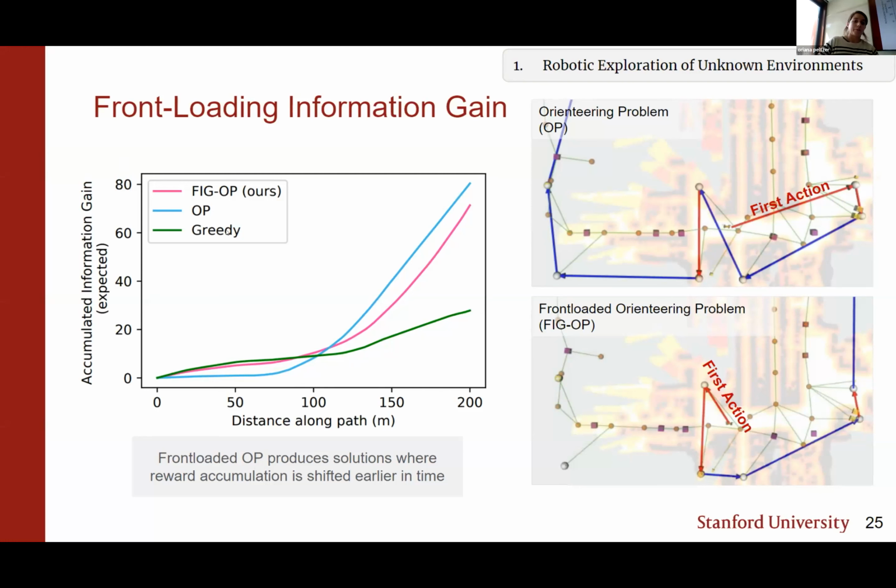The orienteering method assumes no model uncertainty and is long-term efficient, but there's no incentive for collecting information gain earlier in time. And so we see the strategic balance that we're trying to hit here. We want to collect information gain early, but without renouncing the efficiency in the long term. And so when we apply this front-loading information gain method to the same problem that I showed, the first action is a lot closer to the robot.